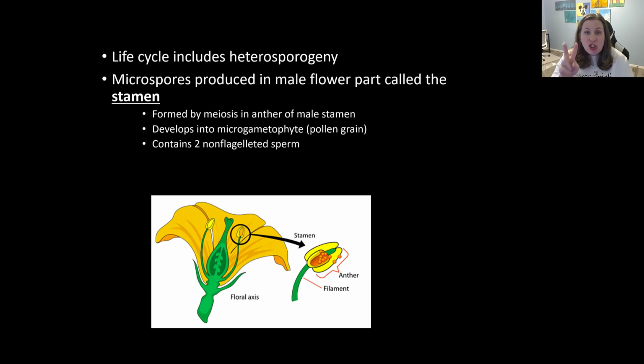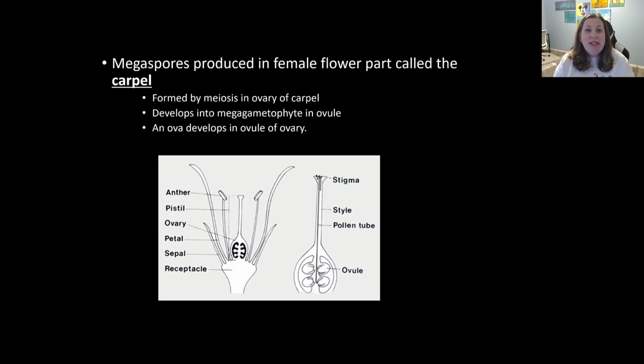They also contain 2 non-flagellated sperm. So each pollen grain is going to contain 2 non-flagellated sperm. The megaspores are produced in the female flower part called the carpel or the pistil. We do see that these guys are formed by meiosis in the ovule, and they are the megagametophyte because they're the bigger egg. This ova develops in the ovule of the ovary. So you'll see that ove again. Ova, ovule, ovary. We see that the pollen has to attach to the stigma, travel down the style to be able to access these eggs.